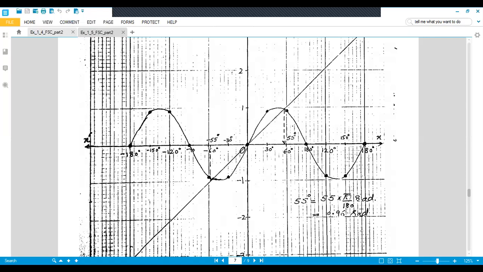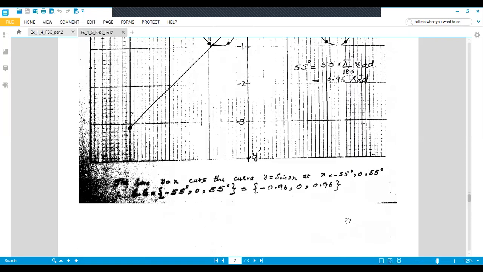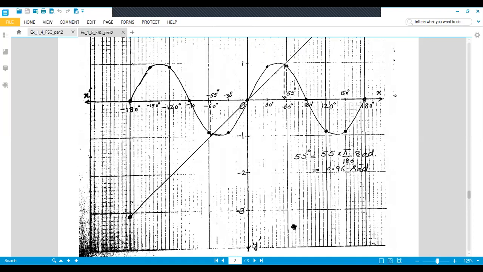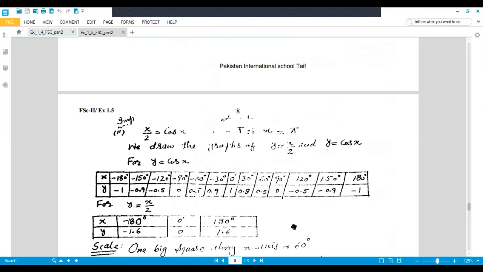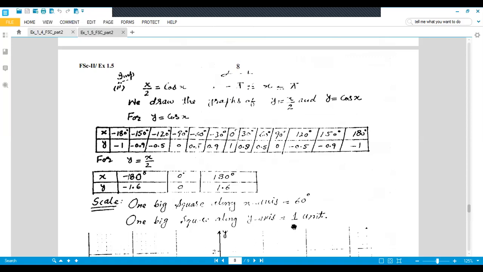So 55 degrees multiplied by pi over 180 is 0.96 radian. So this is the solution set: minus 55 degrees, 0, and 55 degrees. This is the solution set you will get. For both points the value is the same. Come to the next question.